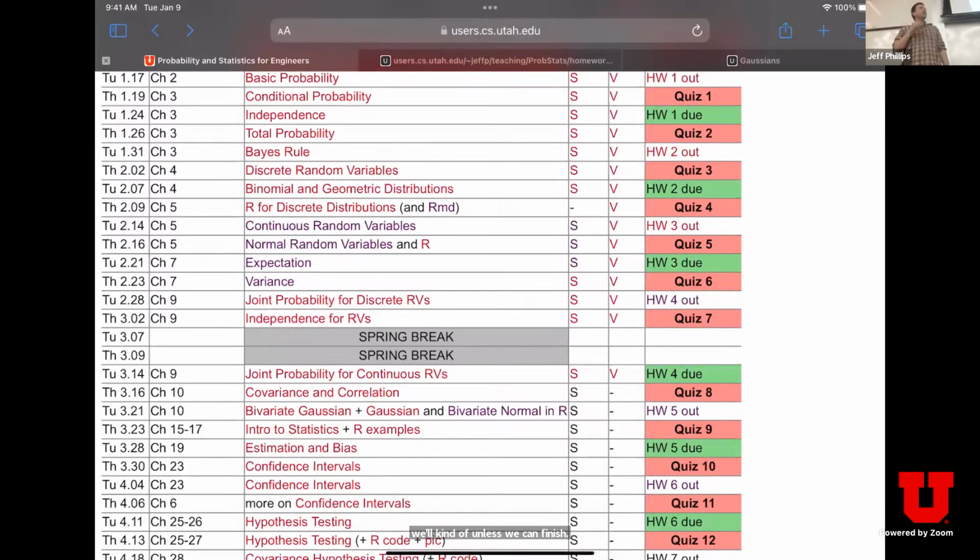So a couple other notes. Homework 4 should basically be turned in. You can still turn it in late by the end of today. Hopefully everyone's trying to keep up and turn everything in.